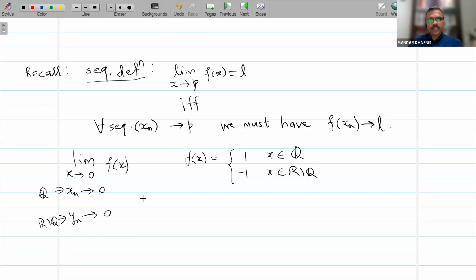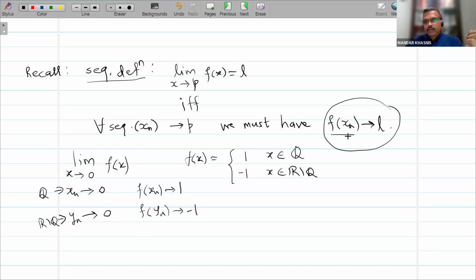But then their images: if you look at f of xn, that will converge to 1, and f of yn will converge to -1. That means you cannot have this limit, because a hidden statement here is, whenever you have a sequence xn converging to p, the corresponding f of xn is not only convergent, but it converges to the same limit. Whereas here we have different limits.